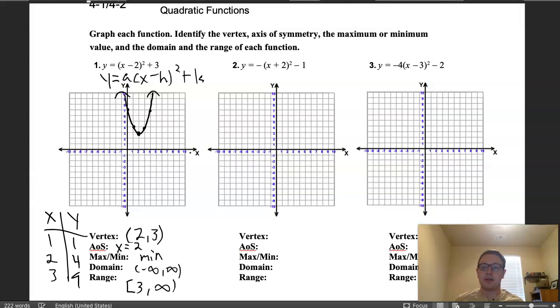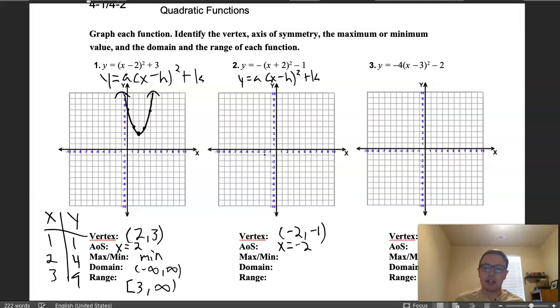All right, let's do one more here. y is equal to minus (x plus 2) squared minus 1. Again, this should take the form y is equal to a times (x minus h) squared plus k. So what's h in this case? Looks to be minus 2 because we've flipped this sign. And k looks to be minus 1. So our vertex for this will be (minus 2, minus 1). Our axis of symmetry will be x is equal to minus 2.